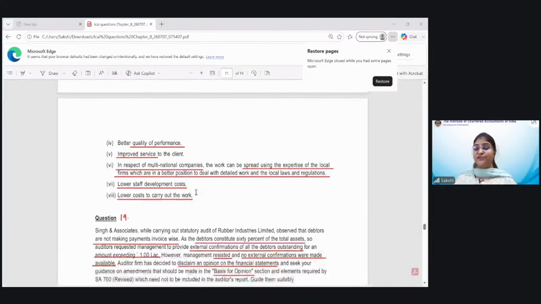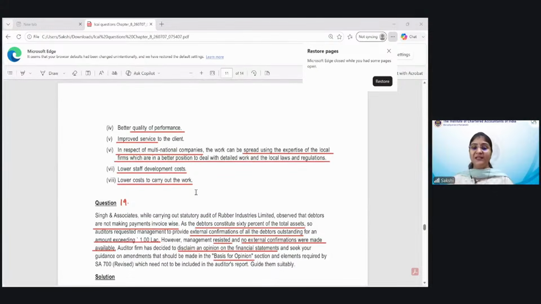It improves service to the client. The clients also get a very good service because expertise are involved. In respect of multinational companies, the work can be spread using expertise of local firms, which are in a better position to deal with detailed work and local laws and regulations.